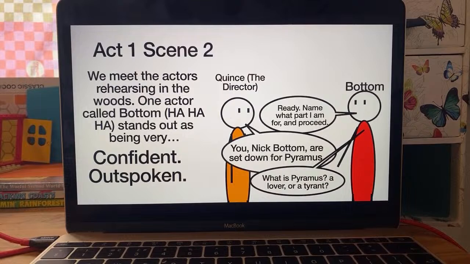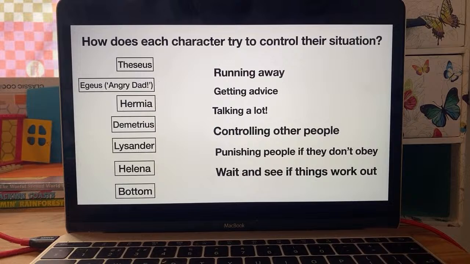So let's have a little look at, we've looked at who's controlling who. Let's look at how each character tries to control their situation. This is hopefully just a fairly straightforward matching task for you.